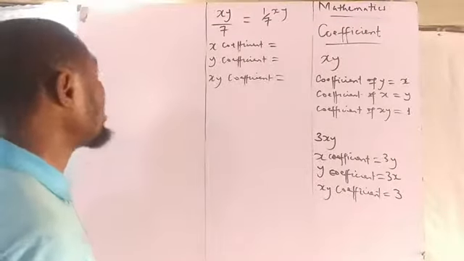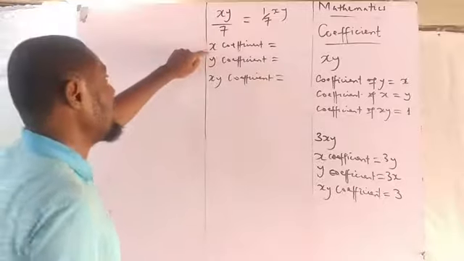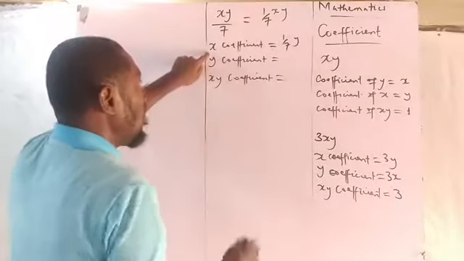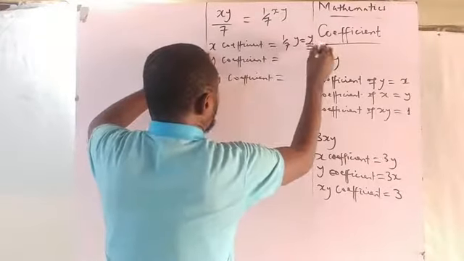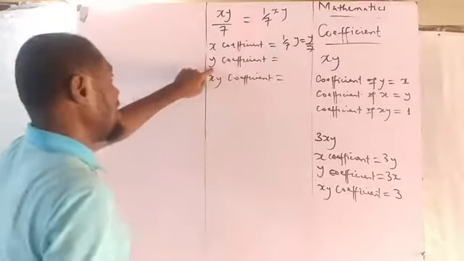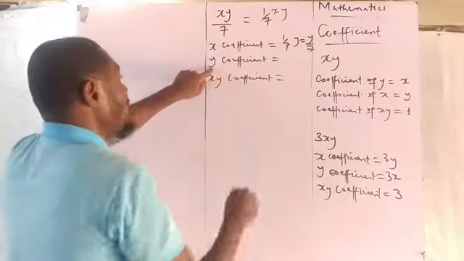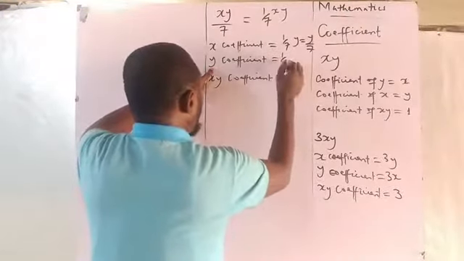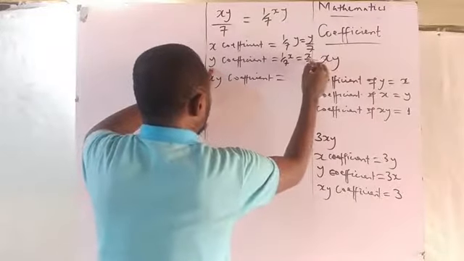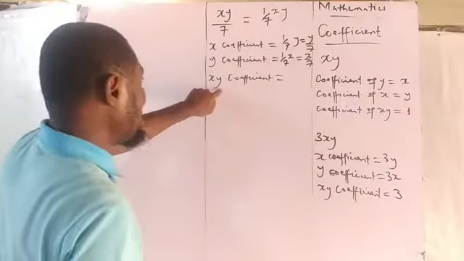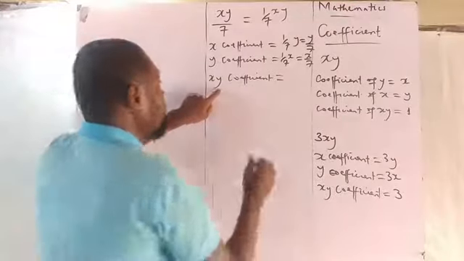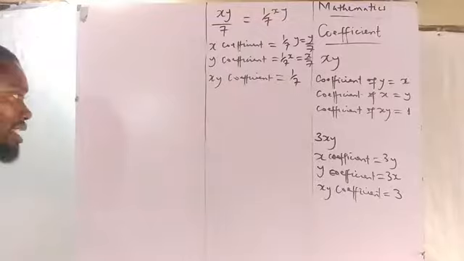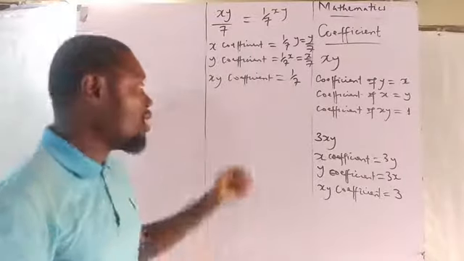So if you ask what is the coefficient of x, your answer is 1 over 7y, or you write y over 7. If you ask what is the coefficient of y, your answer is 1 over 7x, or you write x over 7. What is the coefficient of xy? Your answer is 1 over 7 alone. This is how you write coefficients of numbers.